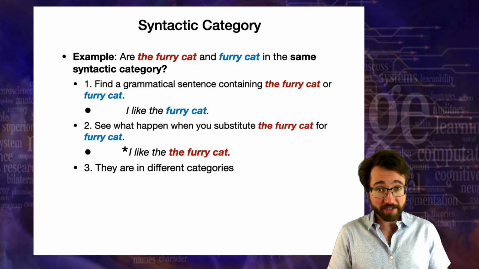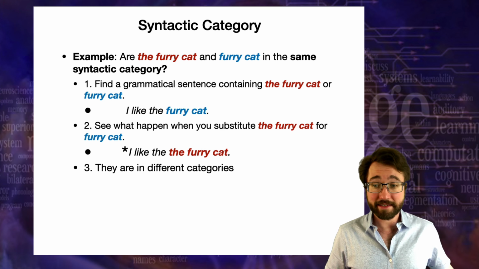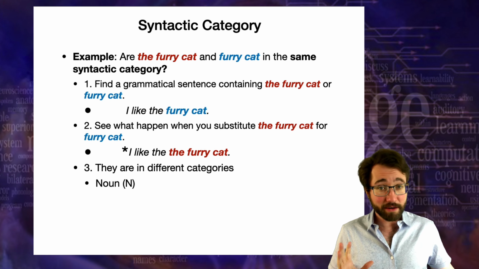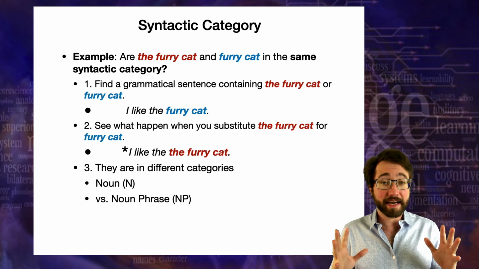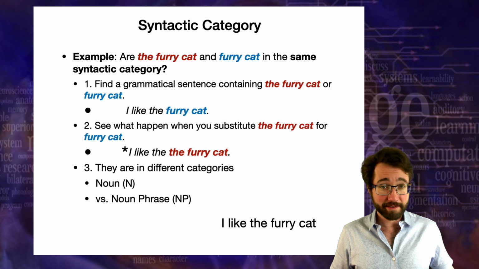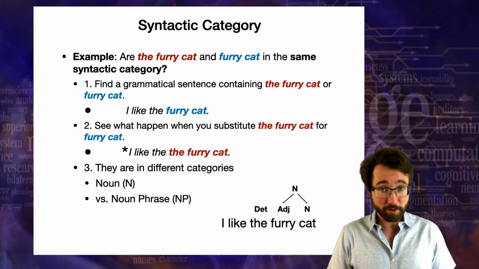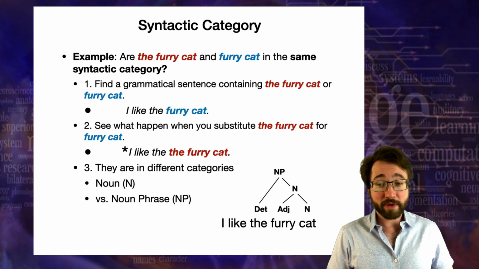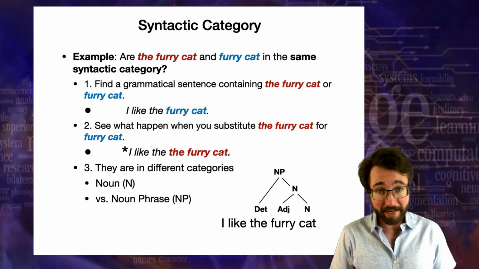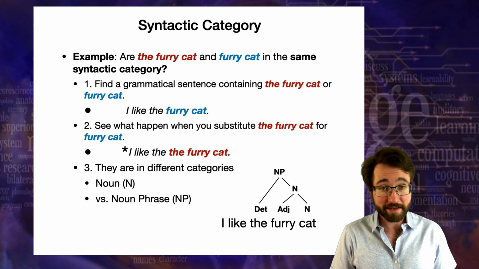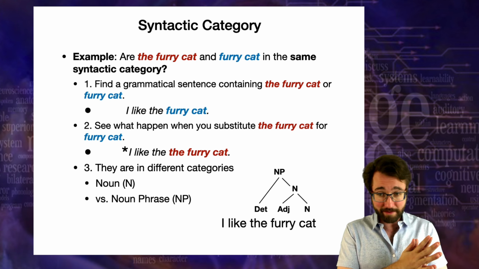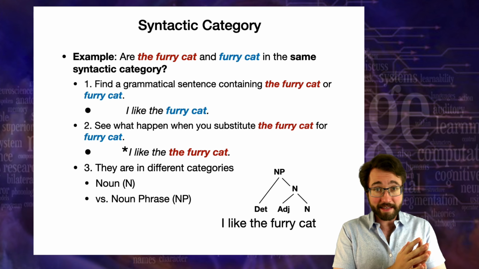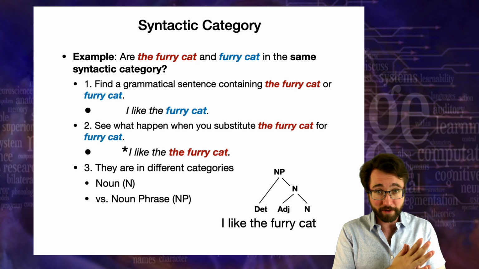And in fact, the structure of the furry cat looks like this. We have cat, which is a noun. We have furry cat, which is also a noun. But the furry cat is a noun phrase. So we have furry cat forming a noun. Then we have the determiner combining with a noun to form a noun phrase. So as before, we see that we have a noun phrase consisting of a determiner followed by a noun. And in this case, that noun itself consists of an adjective followed by a noun.